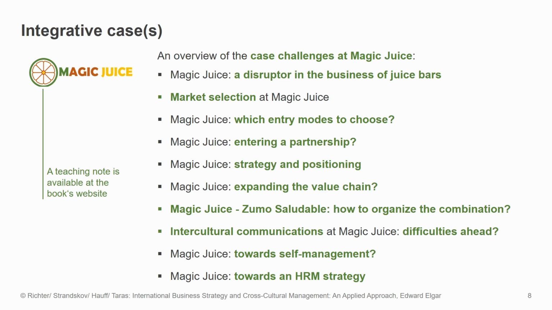In addition, for the three chapters on cross-cultural management, we also have some intercultural communications that have to be designed at Magic Juice, especially when it comes to the collaboration with Zumo Saludable, the Spanish partner. We were talking about a potential self-management idea that is coming from the founder of Magic Juice, and we need to develop an HRM strategy for Magic Juice that has, in the meantime, throughout the book, grown to quite a big company.